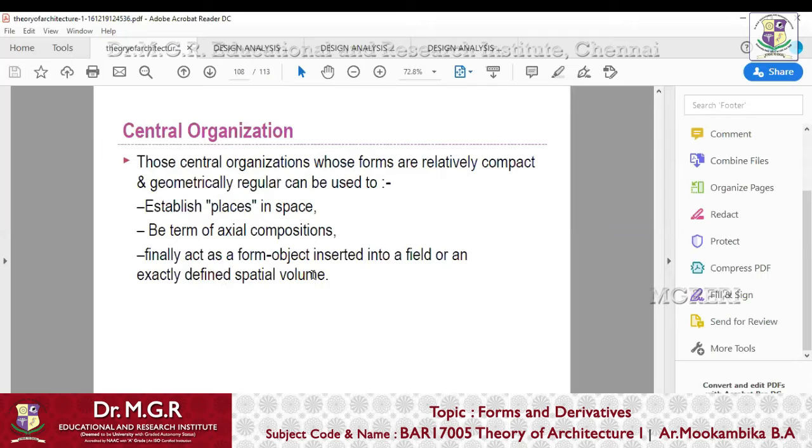define spatial volume. See, for example, small kiosks in a gallery, or all the expos you have, no, these expos that are running in Chennai Trade Center and other convention centers. See, all clustered spaces will have a central dominant space, and all clusters will be around that central dominant space. So you're creating a place in a space. Okay, we'll go to the next thing.